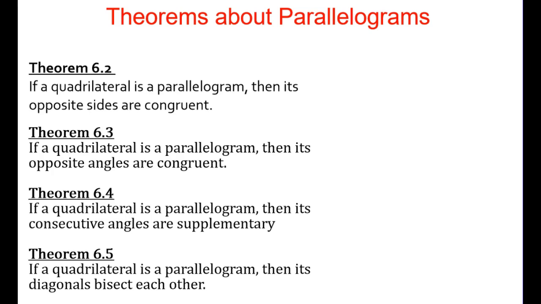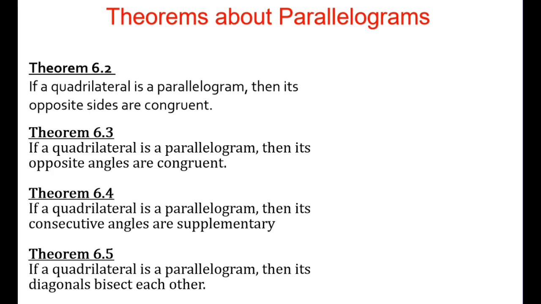So the first four: theorem 6.2, if a quadrilateral is a parallelogram, then its opposite sides are congruent. 6.3, if a quadrilateral is a parallelogram, then its opposite angles are congruent. Theorem 6.4, if a quadrilateral is a parallelogram, then its consecutive angles are supplementary. Theorem 6.5, if a quadrilateral is a parallelogram, then its diagonals bisect each other.